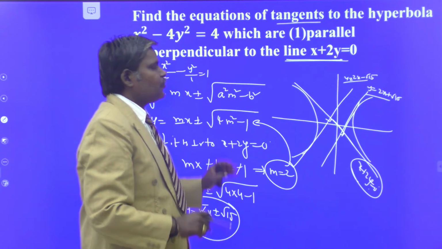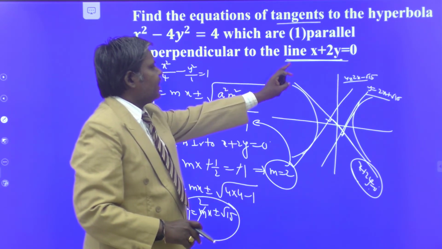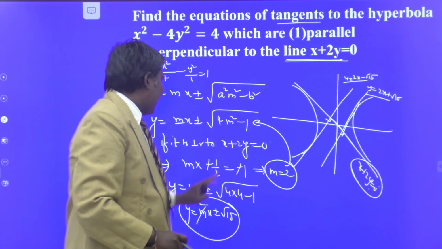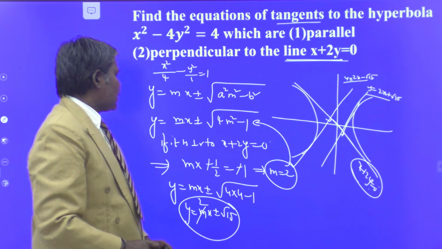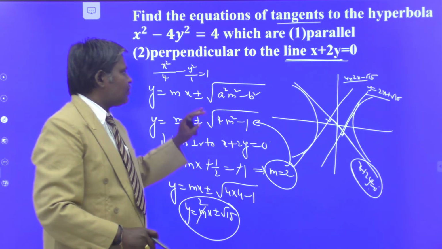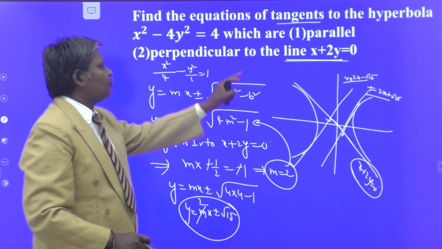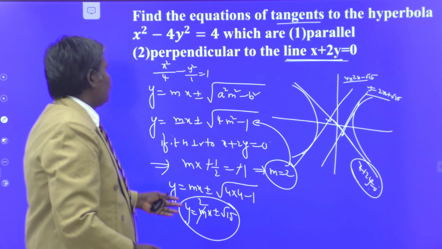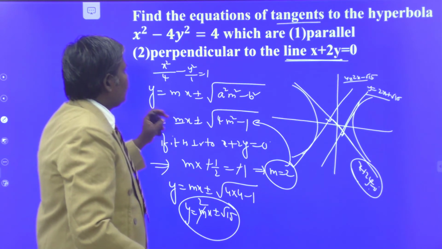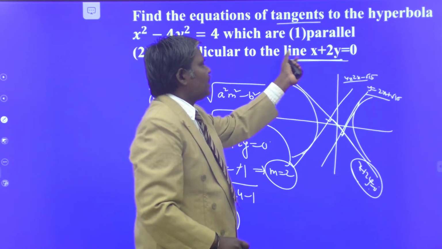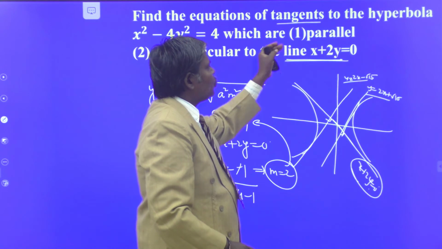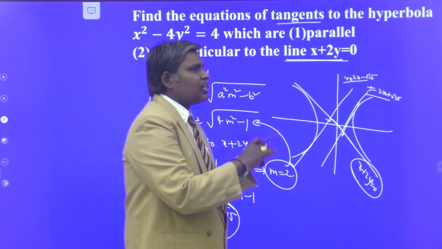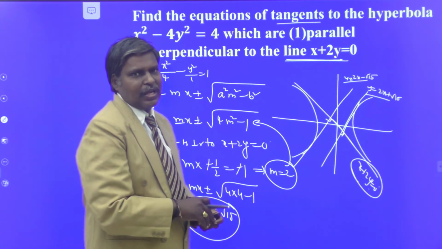So finally you conclude that the given line x + 2y = 0 is itself a tangent to that hyperbola, and y = 2x ± √15 are the tangents to the same hyperbola which are perpendicular to that line. It is an important question, a very nice question. Indirectly the line itself is a tangent, but they are asking to write the equation of the tangent parallel to this one. The given line itself is the tangent; there is no other tangent parallel to this one.